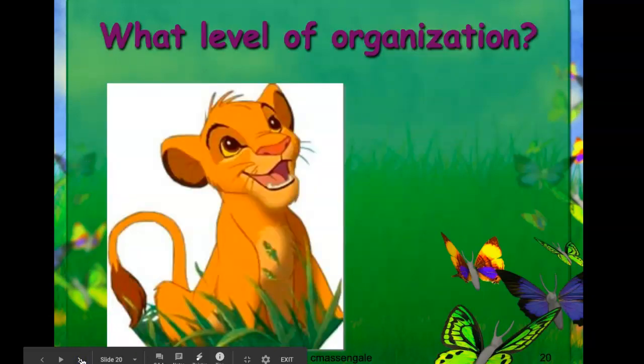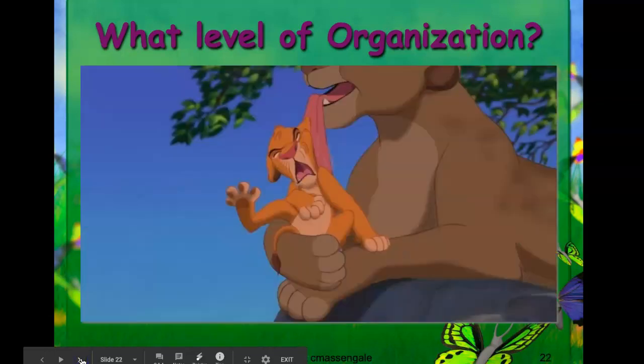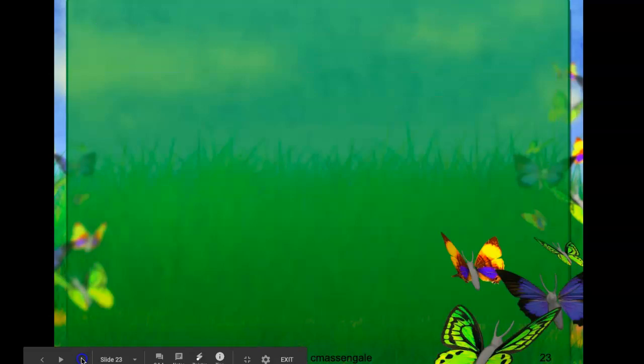So what level of organization is Simba? He's an organism, and he's an adorable one at that. Okay, so now we're at Pride Rock. What level of organization? We have the different organisms, and that would be your community. Okay, level of organization, Simba and his mom. Population, because it's 2. Okay, so that concludes the lesson on what is ecology.